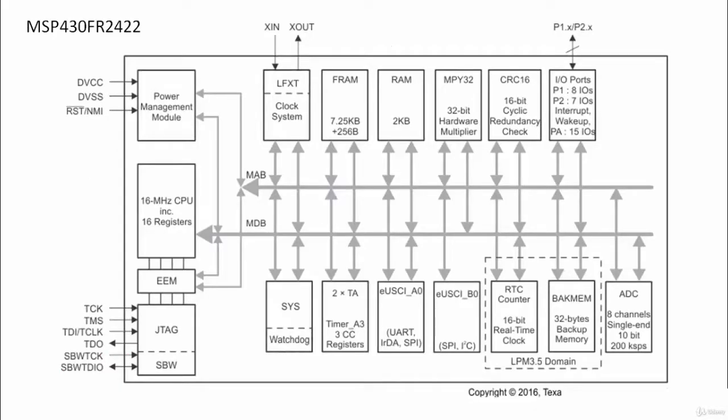So you find FRAMs as code memory in some of the Texas Instruments MSP microcontrollers. For example, here is a block diagram of the MSP430FR2422 microcontroller. Here you can see that in this microcontroller, you don't see flash as code memory. They have used FRAM here, and it is around 8 kilobytes. Take a look at its size. It's just 8 kilobytes. This microcontroller may be targeted at low power, ultra low power applications.